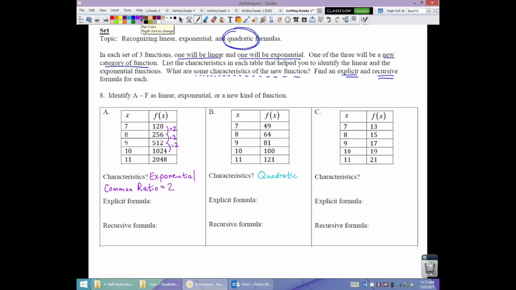And C then must be a linear one. Let's verify that. This goes up 2, up another 2, another 2, another 2. So yes, this one is linear. And we recognize it has a constant rate of change, which again is 2.